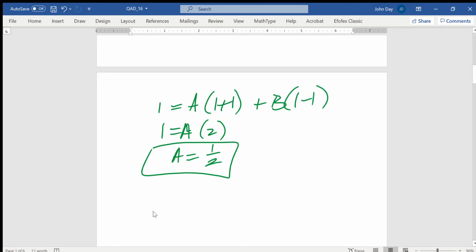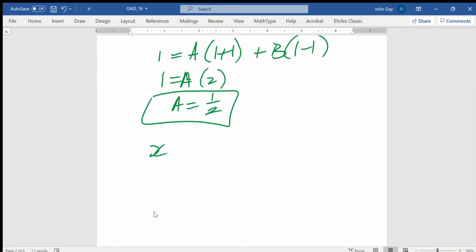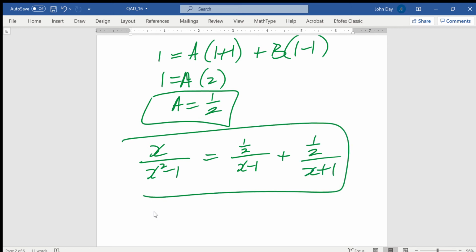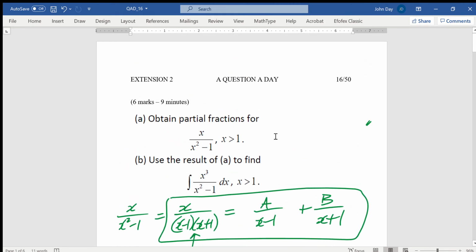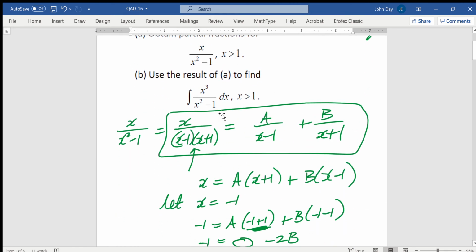So, in short, we just said that x on x squared minus 1 is equal to a half on x minus 1 plus a half on x plus 1. So that's answered what they wanted there. They wanted us to obtain partial fractions for that. Then, use the result to find the integral of x cubed. Look, this is different to the first expression, but related: x cubed on x squared minus 1.